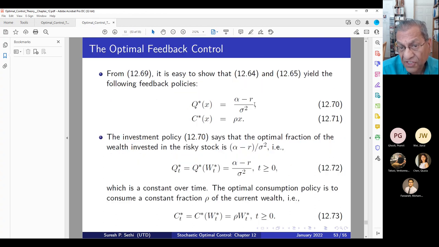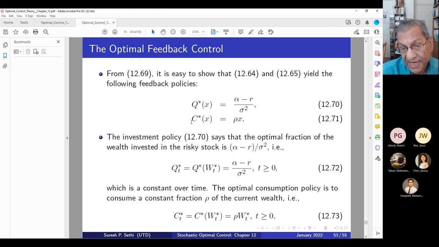So the q star x is just constant. More alpha, you put more money in q star, that's intuitive. More uncertainty, you put less money in constant. More R, you put more money in savings account and less on this. So you can see this makes sense. Intuitively, it makes complete sense.